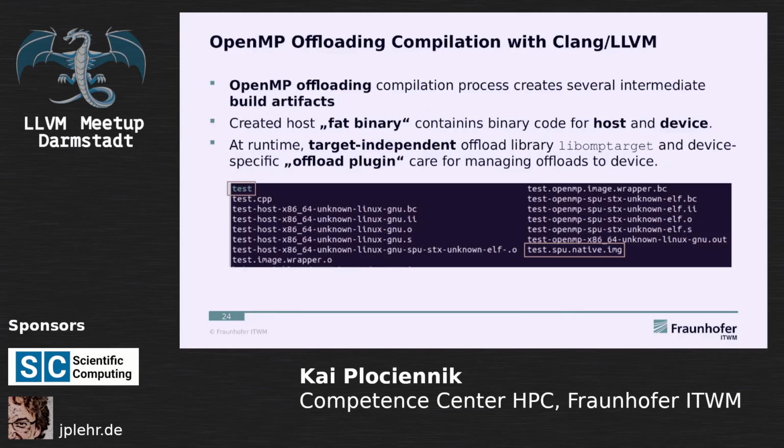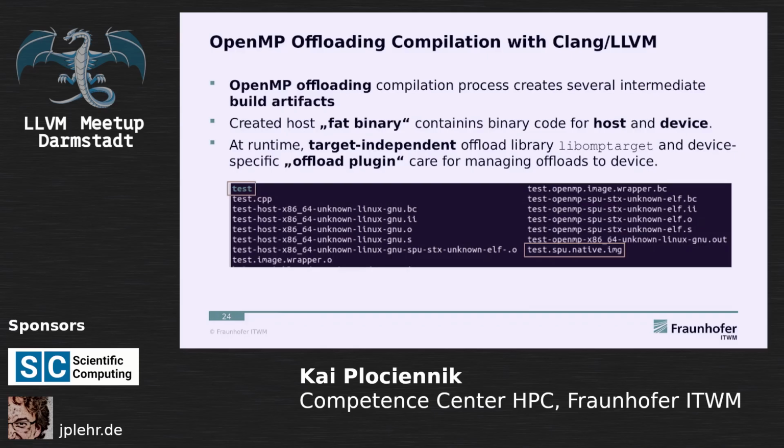Because in the end, as you can see, if you activate via the save-temps flag this saving of intermediate artifacts, in the end you get a binary file called test in this case, but you get lots of other stuff here. Because for the host, as I said, you need to generate binary code. You need to generate binary code also for the device. The host in this case is x86. The target architecture for the device is our SBU in this case.